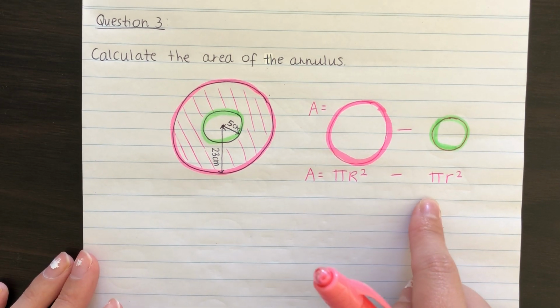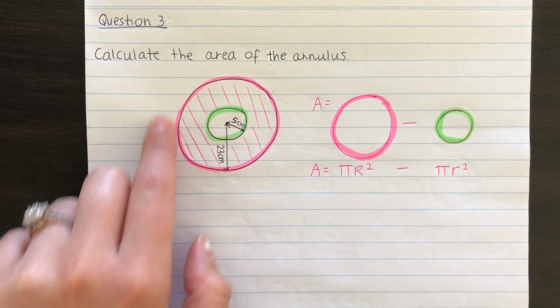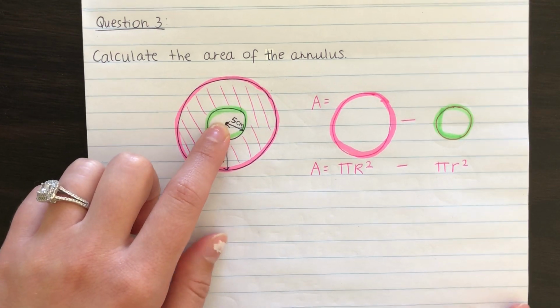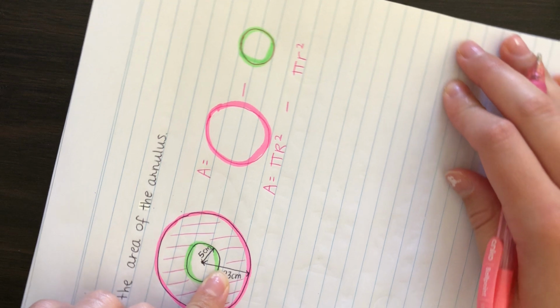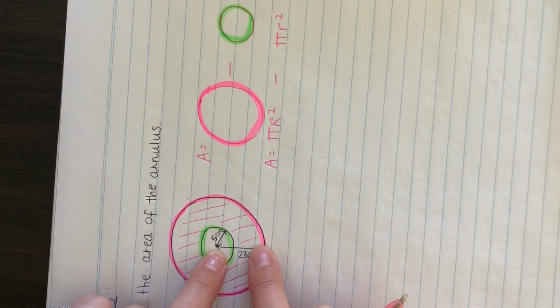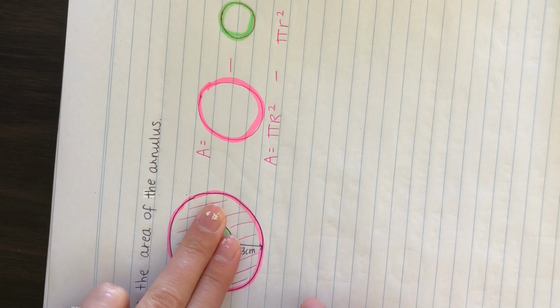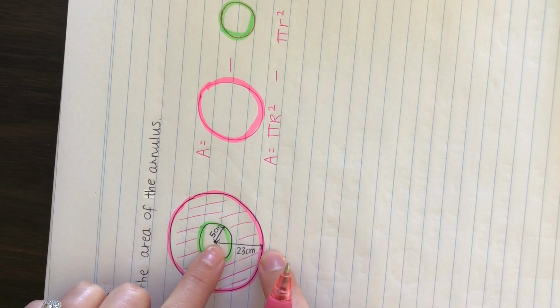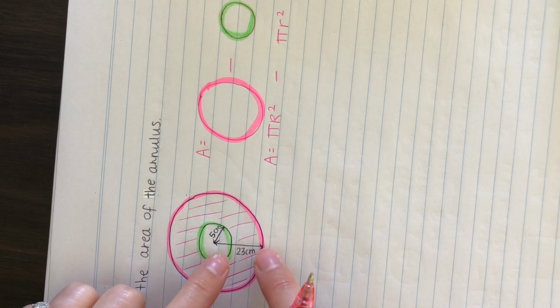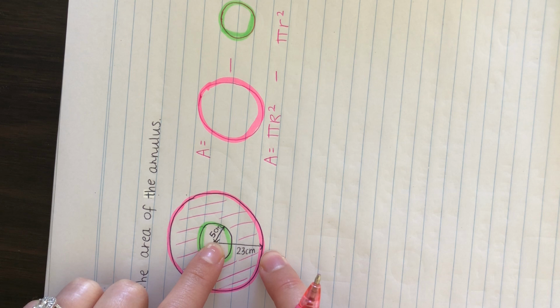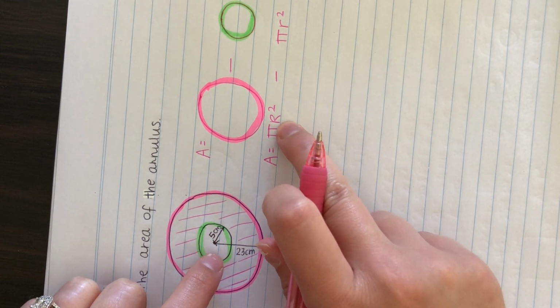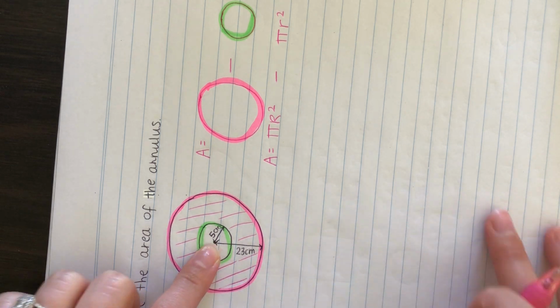Okay? Now, to find the area of the big circle, you can see here, if I just turn my sheet around, the radius of the big circle, so pretend the middle part doesn't exist, the radius of the big circle is 23. So my R for the big circle, my capital R here, is 23.